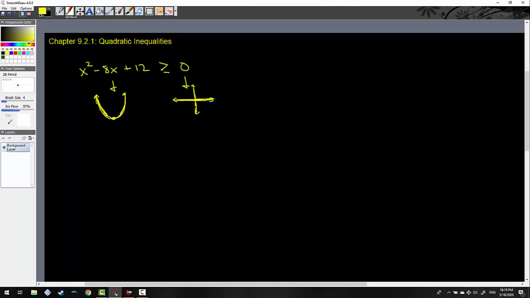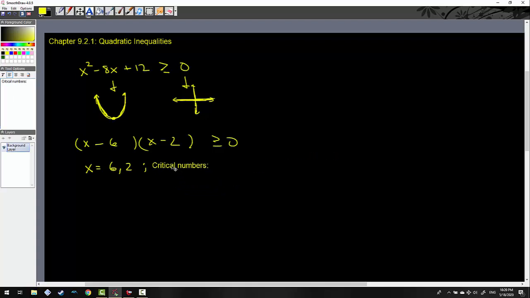What I'm going to do is factor this thing the way I always have. I get x minus 6 and x minus 2. From here, I'm going to set each piece equal to 0. You know how to do that by the zero product property. x is going to be 6 and x is going to be 2. Now these two numbers are what are known as critical numbers.